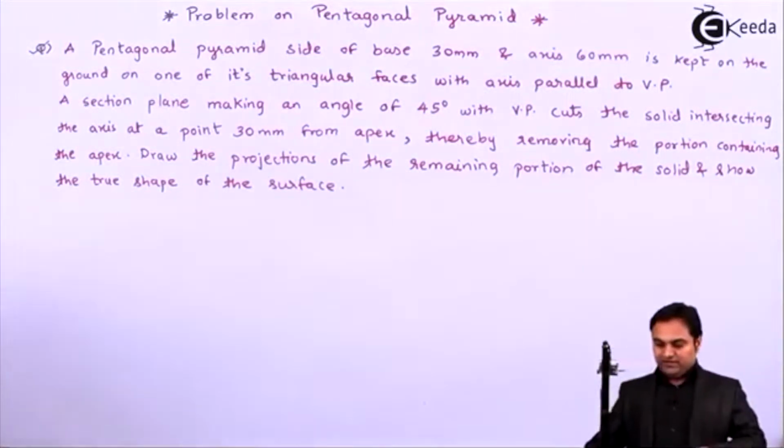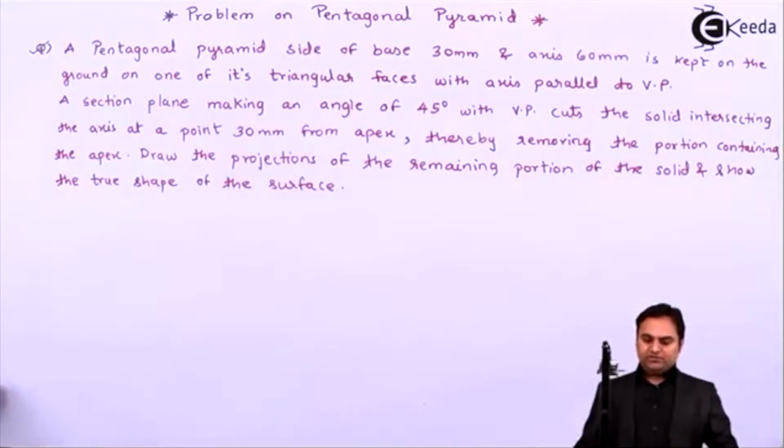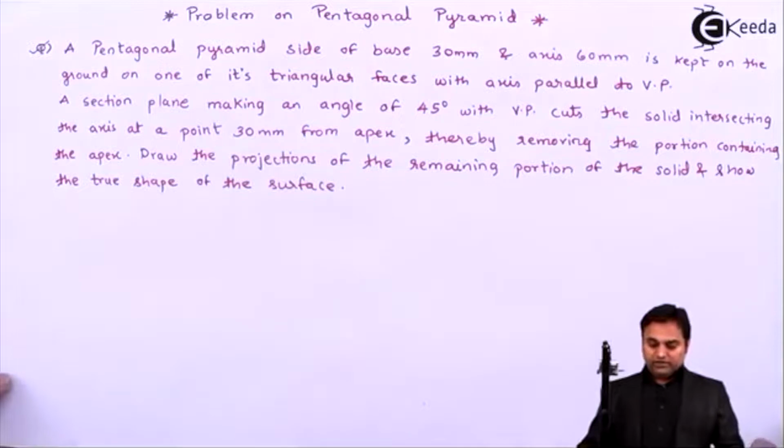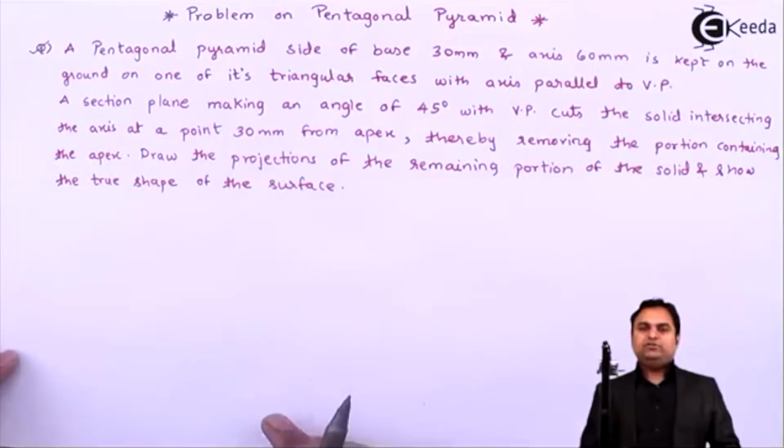Now this is the question we have in front of us. I'll explain the conditions step by step. First, by reading it, we understood that the type of solid is a pentagonal pyramid. So I'll draw the diagram for that.